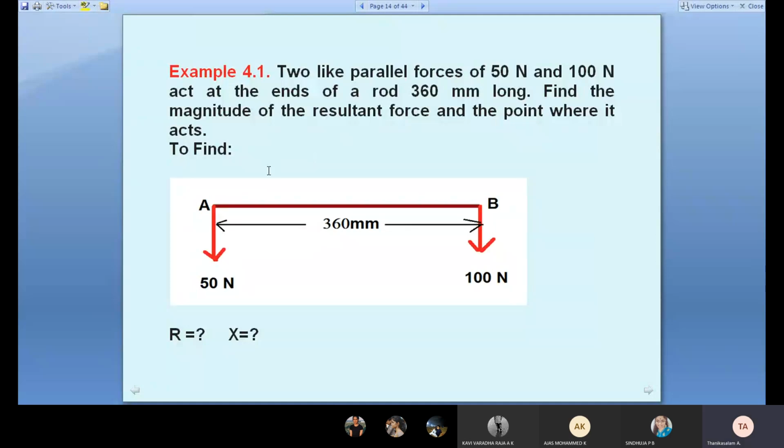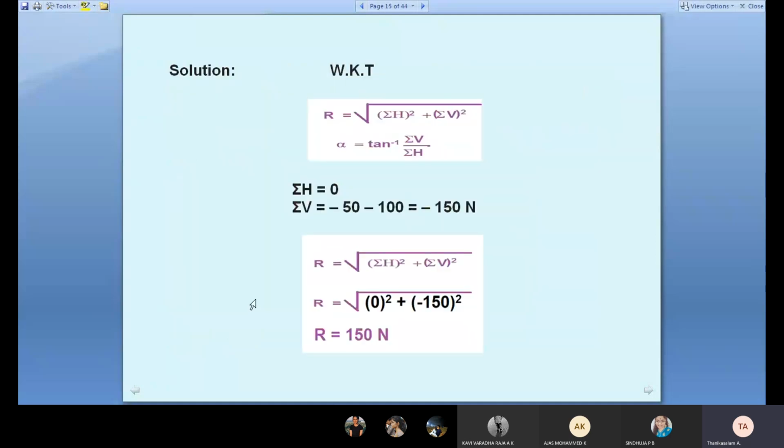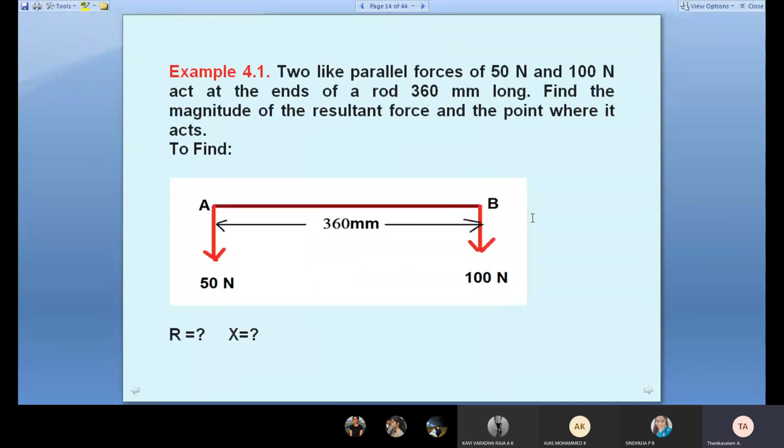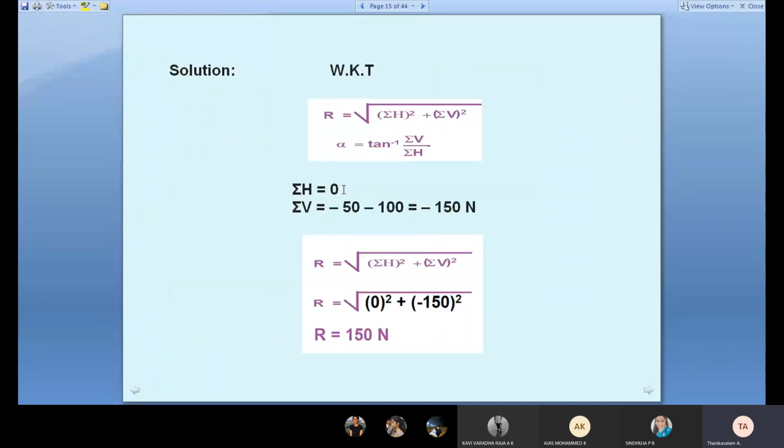So what is the resultant formula? R equals square root of summation of H squared plus summation of V squared. See here, summation of H: there are no horizontal forces. Students, there are no horizontal forces, so I have directly written summation of H equal to 0.